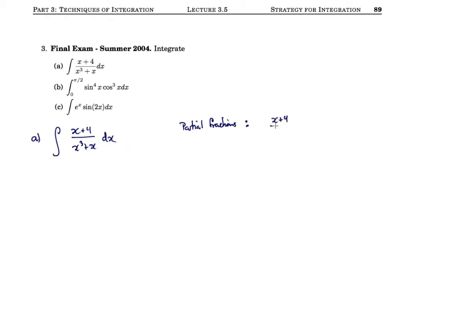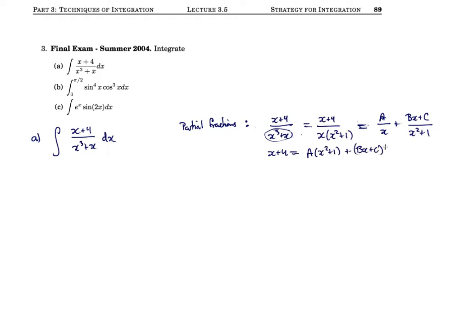So I'll write (x plus 4) over (x cubed plus x), and the denominator factors as x times (x squared plus 1). So this should split into fractions: some A over x plus (Bx plus C) over (x squared plus 1). Now we multiply both sides of the equality by this denominator, and we get x plus 4 is equal to (x cubed plus x) times that A over x, which just becomes A times (x squared plus 1), plus (Bx plus C) times x.